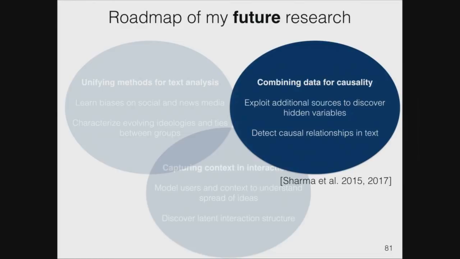Then I think there's an opportunity to continue to combine other kinds of data for causality. Here we looked at text, and I think we can continue to exploit additional sources of data to discover hidden variables, as well as identify potential outcomes and treatments from text data or social media data. Also, there's a lot of work on detecting causal relationships from text and understanding why people do things just based on language. And so I think detecting and characterizing reasons from text data is a very interesting problem.